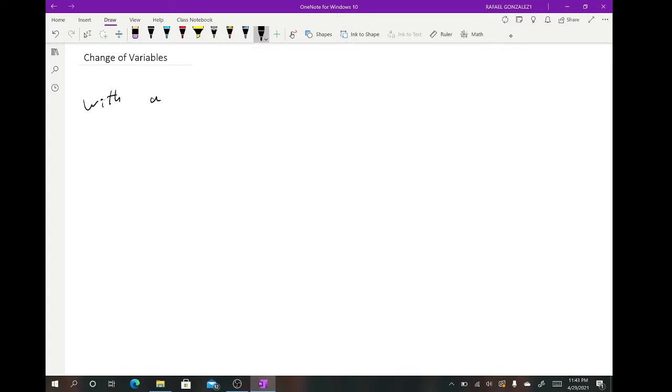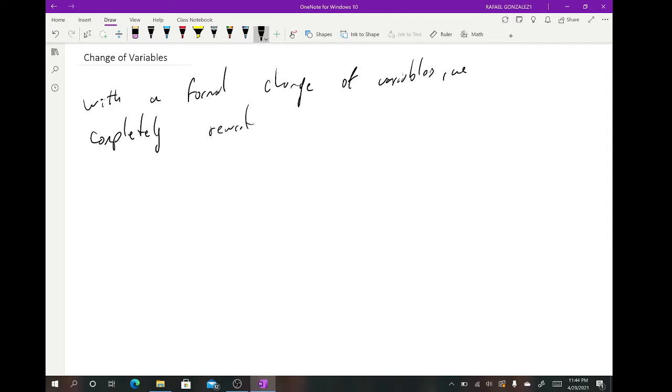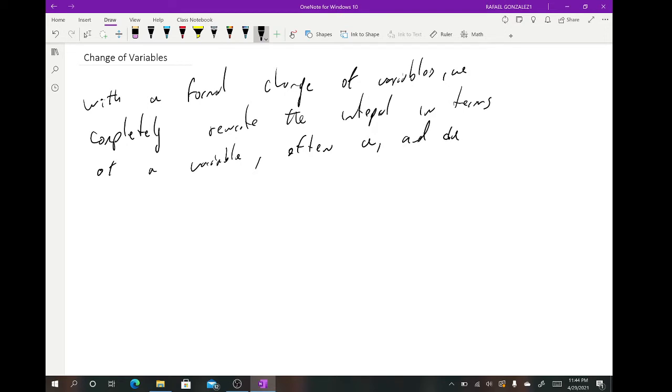So with a formal change of variables, as I was saying, we completely rewrite the integral in terms of a variable, which is often u, and du. And like I said, sometimes we do it with variables v and dv.